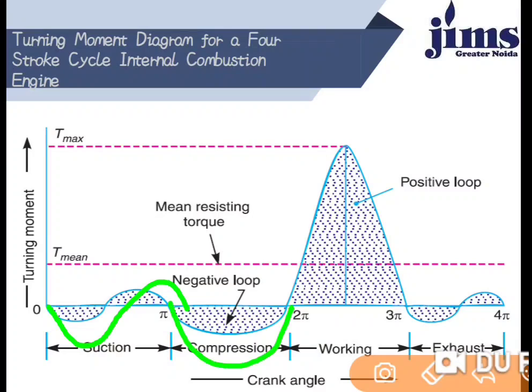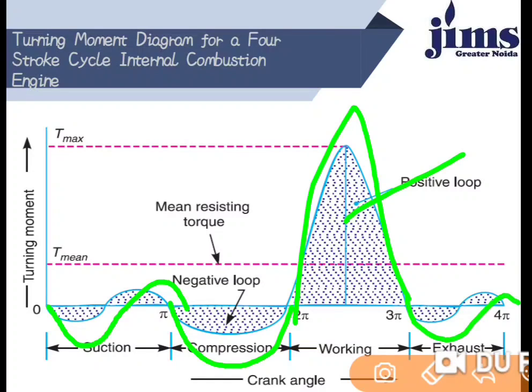Now when the pressure inside the cylinder is increased during the expansion stroke, the pressure inside the cylinder will be more than the atmospheric pressure, then we achieve a positive loop. Again in exhaust, the pressure inside the cylinder will be reduced compared to atmospheric pressure, then we again achieve a negative loop.